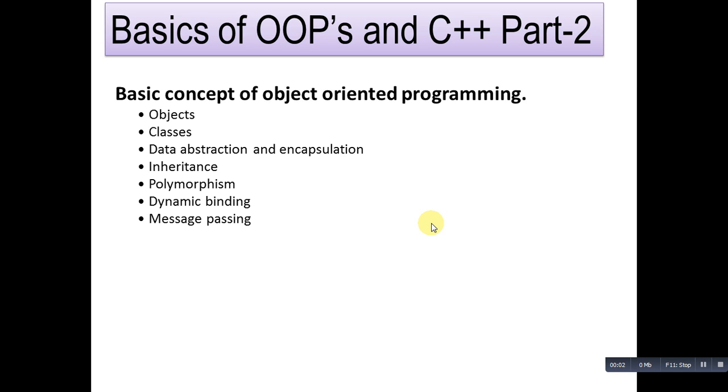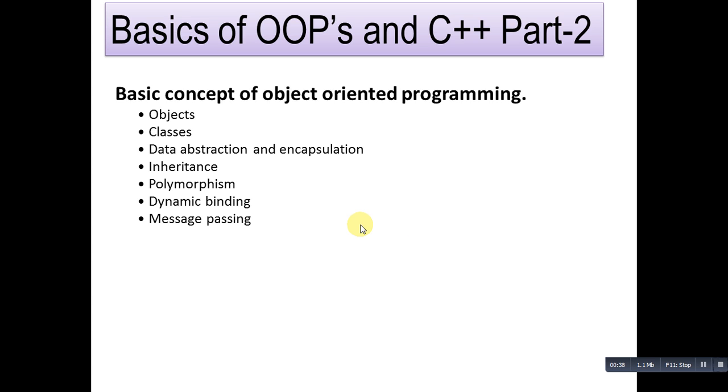Hello, I am going to explain the basic concept of OOPs and the main building blocks of OOPs. The main concept: if you understand what objects and classes are, then you can understand the whole OOPs program. So I'll explain it line by line. First objects, classes, and the other terms involved, like data abstraction, encapsulation, inheritance, polymorphism, dynamic binding, and message passing.